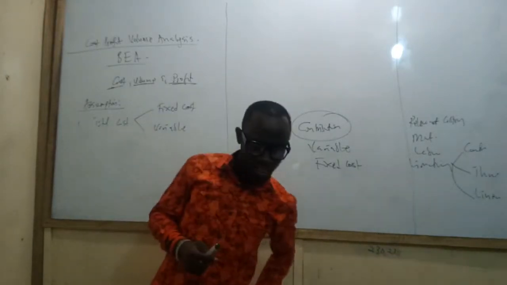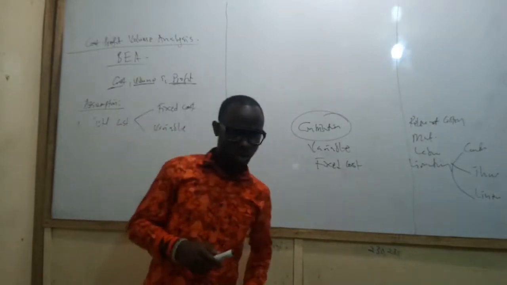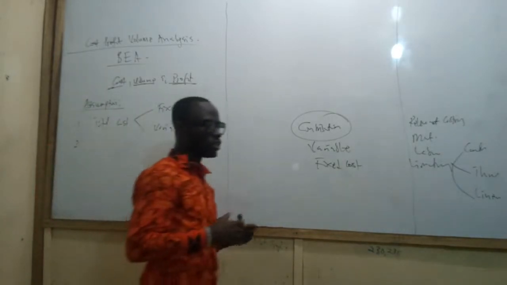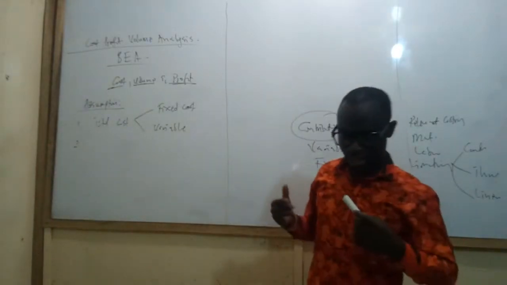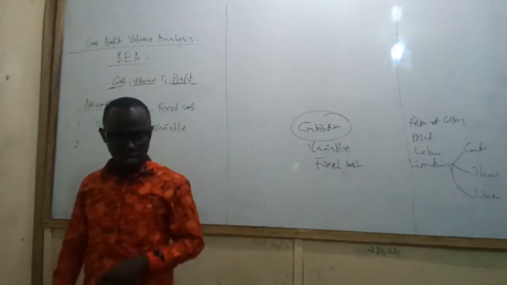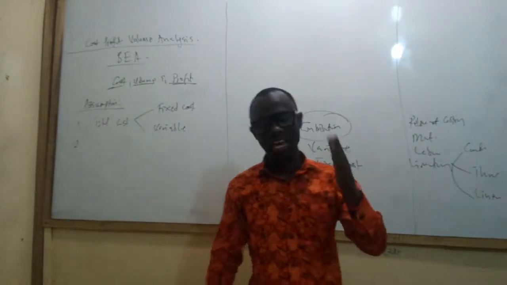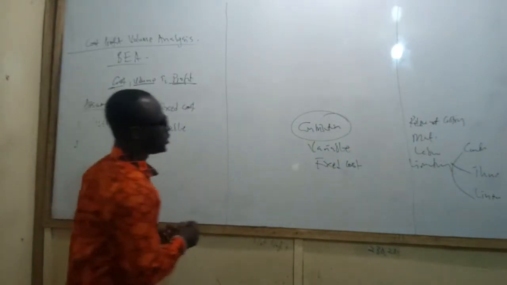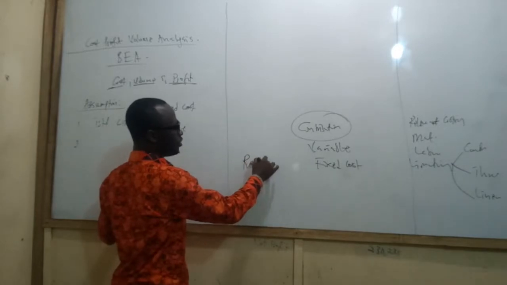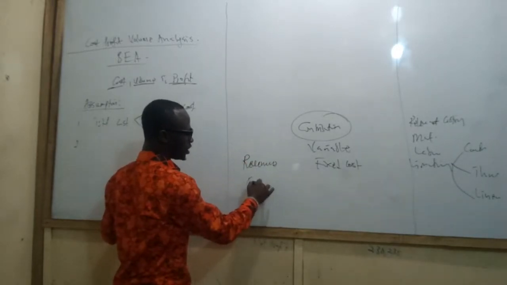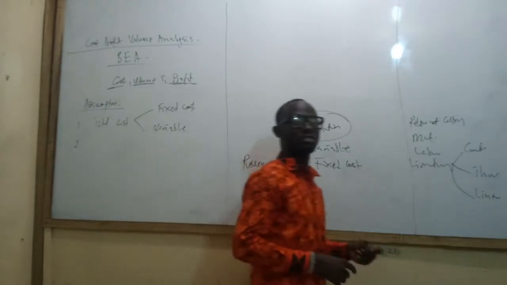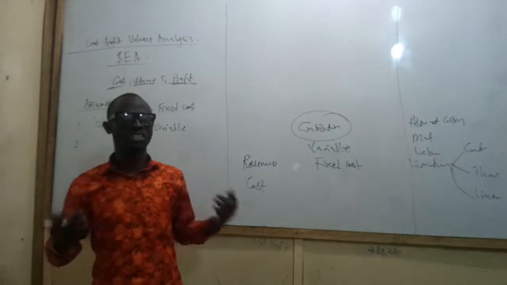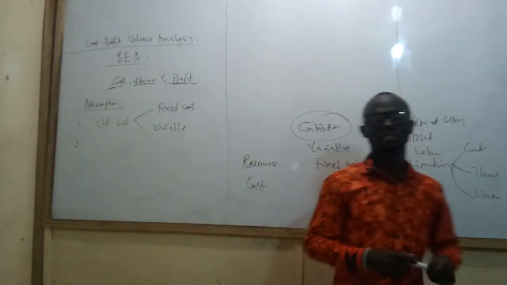Second, revenue and cost behave in a linear fashion. So that is the second assumption. When we say revenue and cost behave in a linear fashion, what does that mean? Any idea?